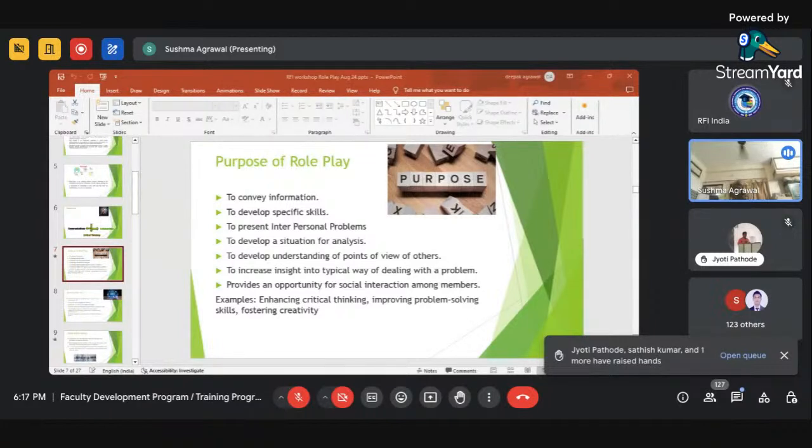These are the purposes. Number one, already discussed, to convey meaningful information. And on the second side, the transformation of the students. So these are the basic two purposes. Then the next one is to develop specific skills. While the students are performing different kinds of roles, you can identify the interest of the student, and you can focus much more on developing those things.